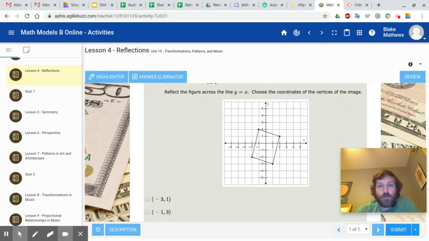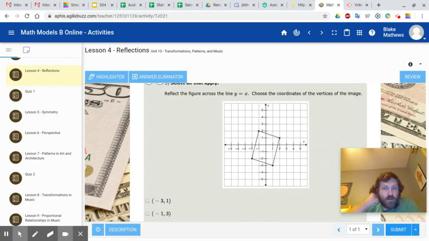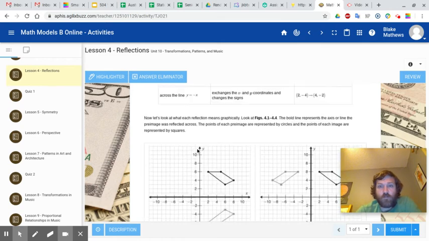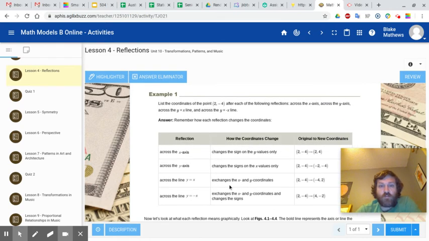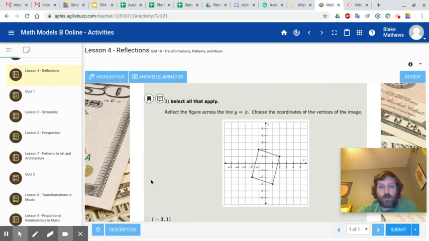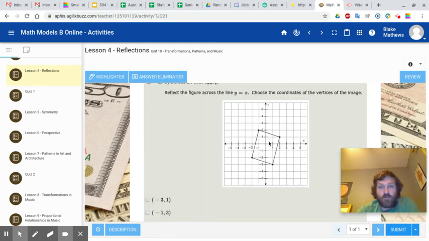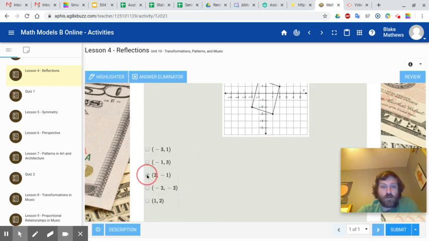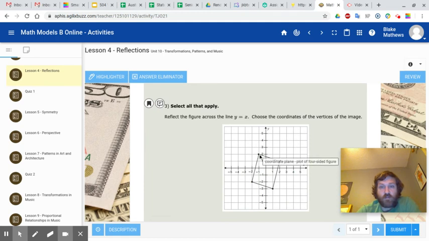Let's keep going. Okay, reflect the figure across the line y equals x. Let's go up here. Exchange the x and y coordinates. Oh, okay, so then all we have to do is we go down here, and if this point is negative 1, 2, then it would be 2, negative 1.